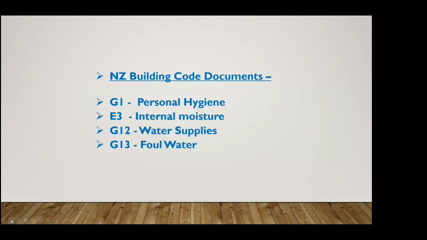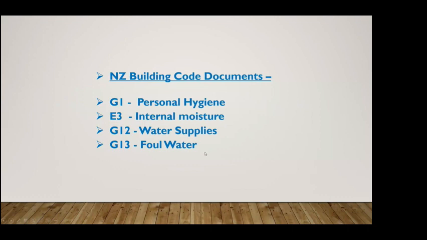In terms of building code documents, G1 covers personal hygiene. So that's got minimum requirements of what's required, where things go, disabled bathrooms. E3 covers internal moisture, so waterproofing issues and stuff like that. G12 is a big one for the plumbing sector, if you like. So that's got water supplies, all your hot water systems. It's got solar stuff, specific stuff in it, backflow, which is an important one, and then just general installation of pipework, stuff like that.